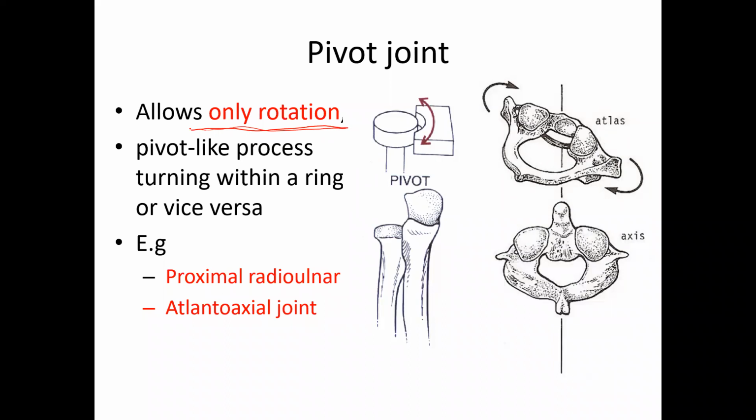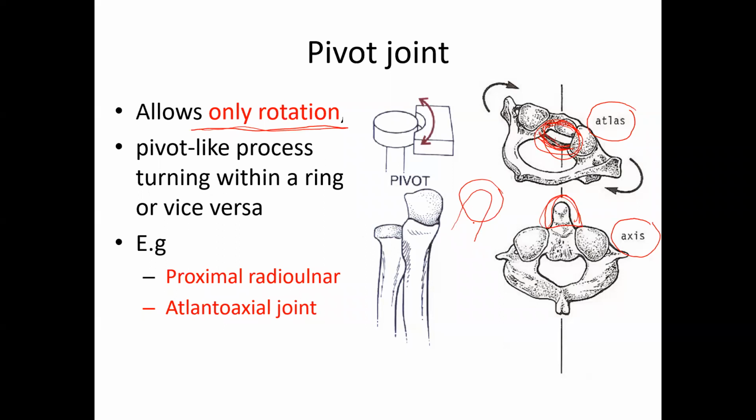If you think of the atlantoaxial joint in your neck, this is the first cervical vertebra, the atlas. Then this is the second cervical vertebra, which is the axis. You can see this peg, which is called the odontoid process, and then there is a ring. This part is bone. This part is a ligament. So there's a ring like this, and the peg fits into the ring and moves inside that ring.